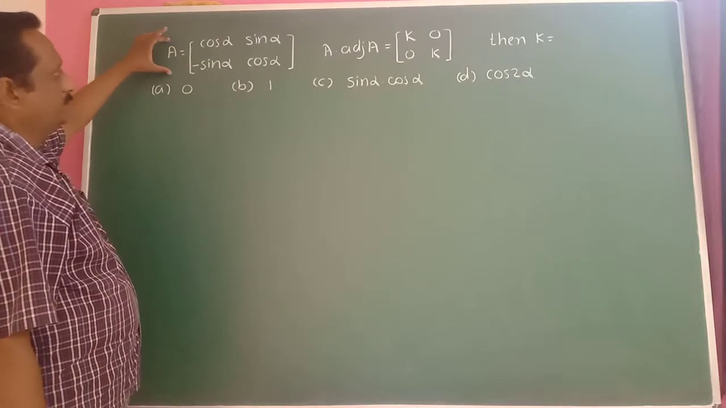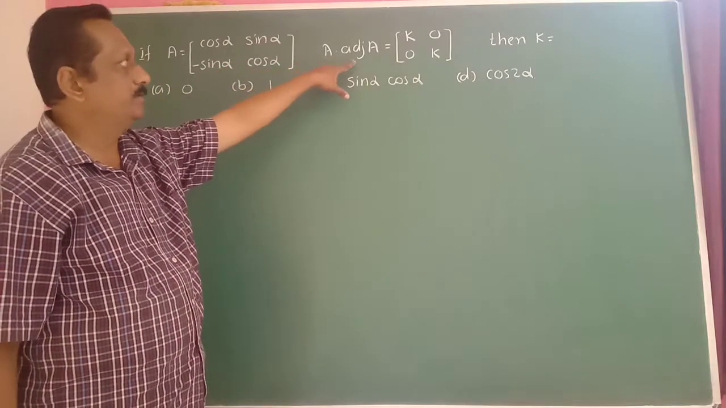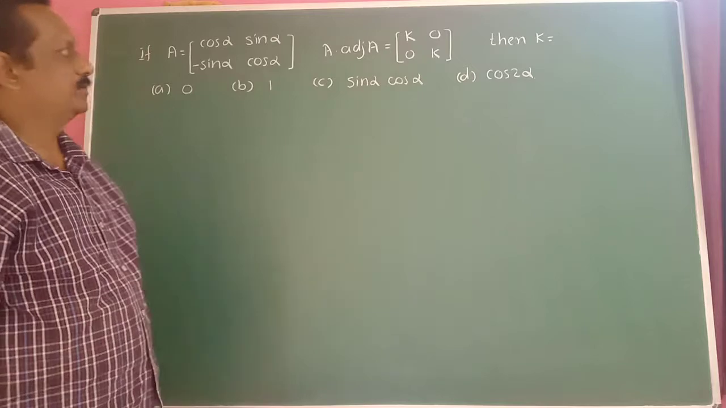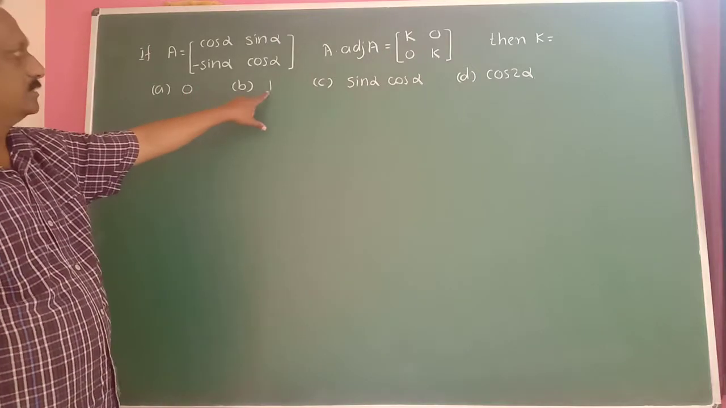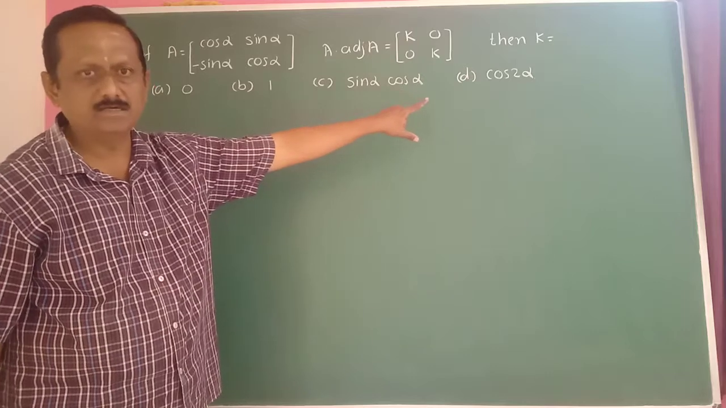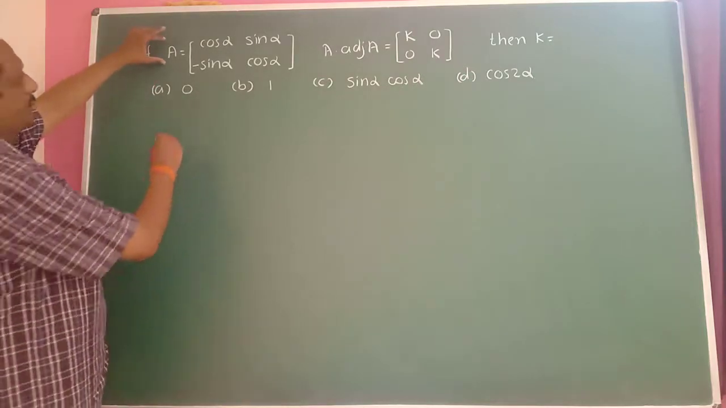So here A is a given matrix here. And also they given A into adjoint of A is the matrix K 0 0 K. Then K is equal to what here? First option is 0. Second option 1. Third option sin alpha cos alpha. Fourth option is cos of 2 alpha. What to find here? Determinant of A.